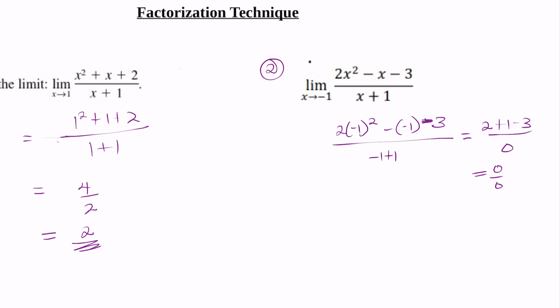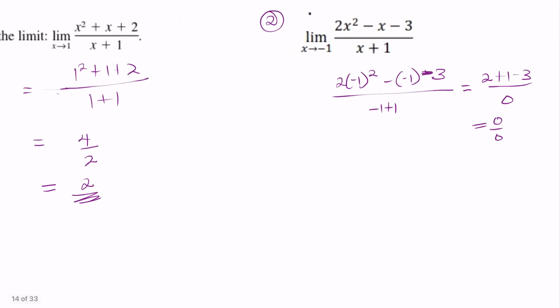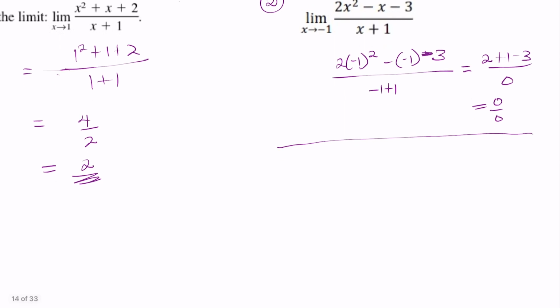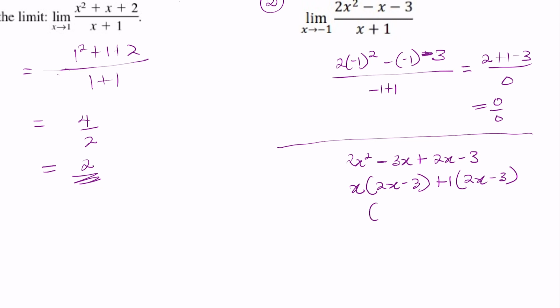We said, first of all, you need to factorize. So factorize our numerator. And how do we do that? Very simple. This gives us 2x squared minus 3x plus 2x minus 3. So we have x outside, 2x minus 3, plus 1 outside, 2x minus 3. So this gives us 2x minus 3, x plus 1.